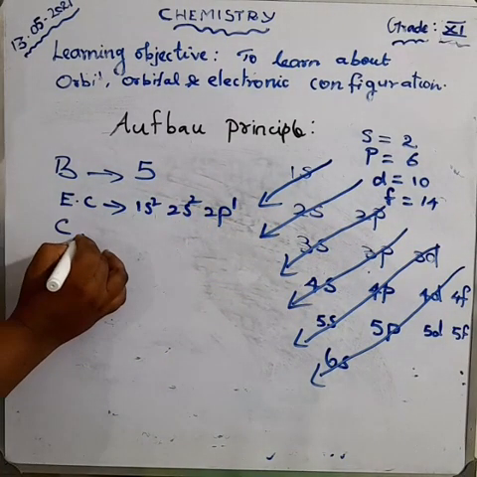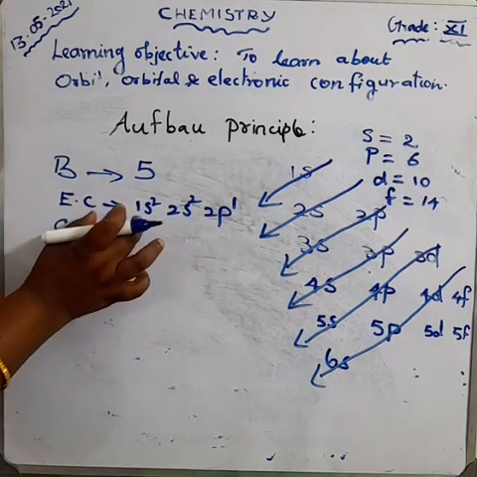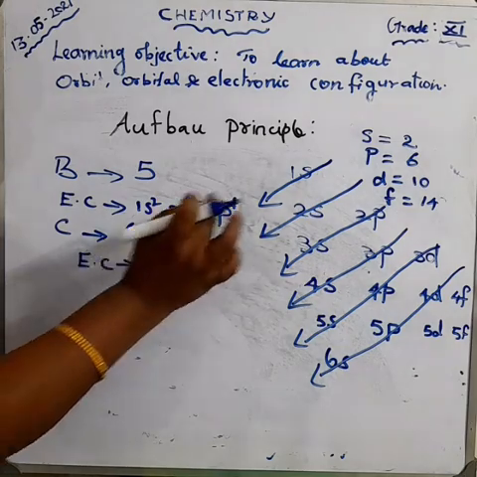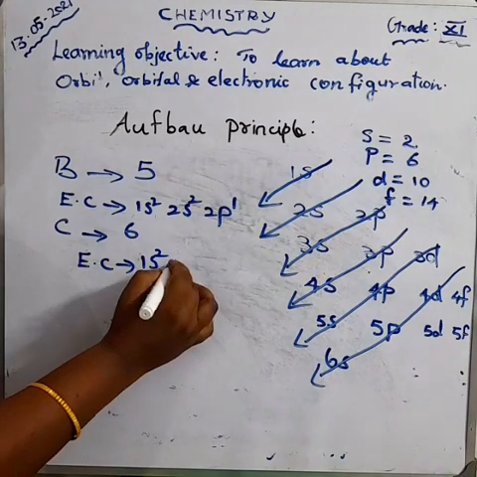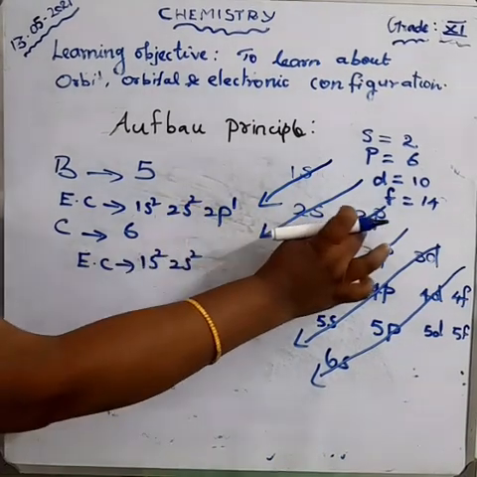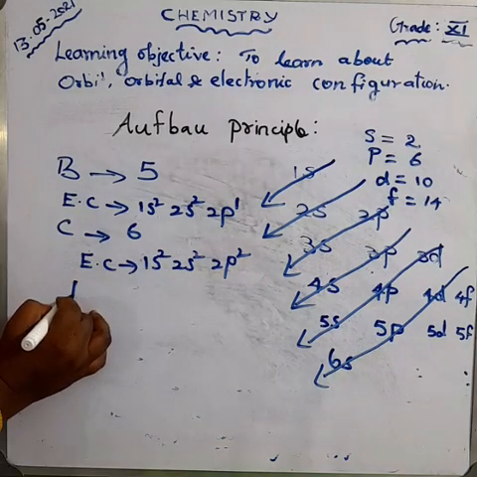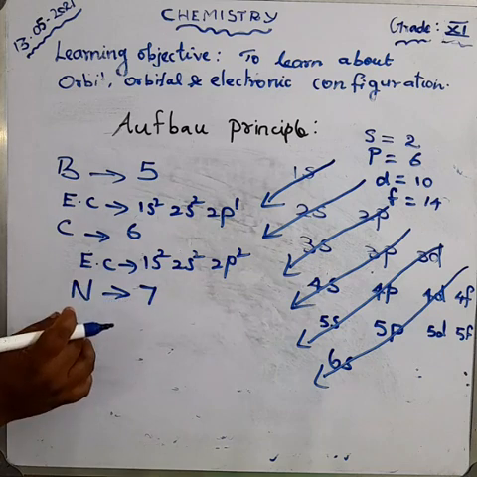And then carbon. Carbon, atomic number 6. So we will write the electronic configuration for carbon. First 1s2 and then 2s2 and then 2p2. And then nitrogen. Atomic number of nitrogen is 7.